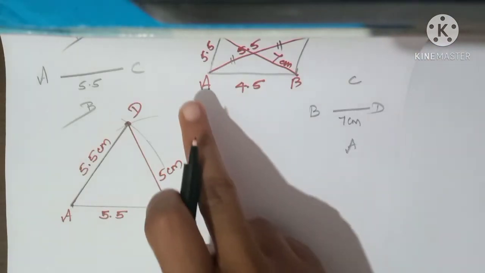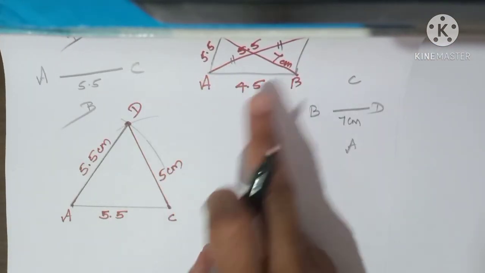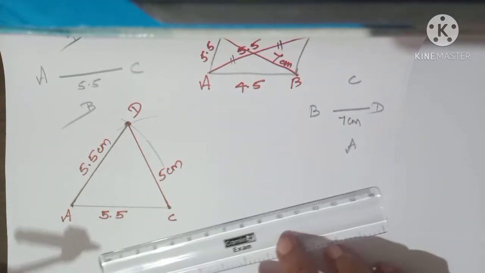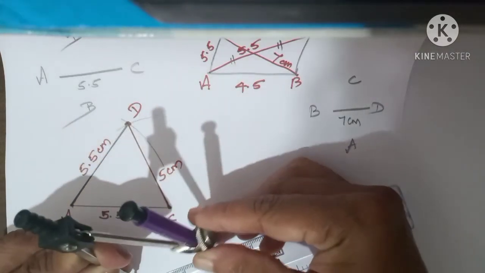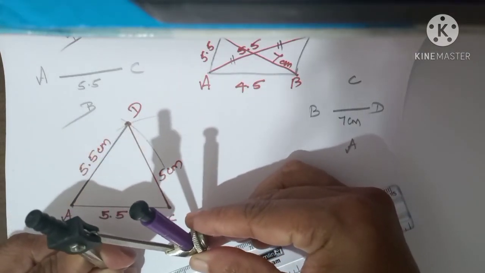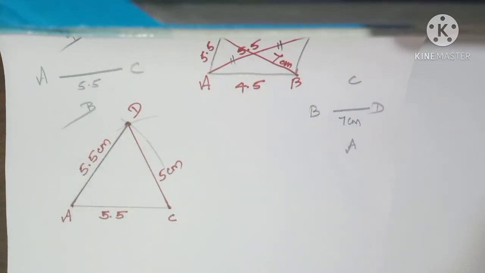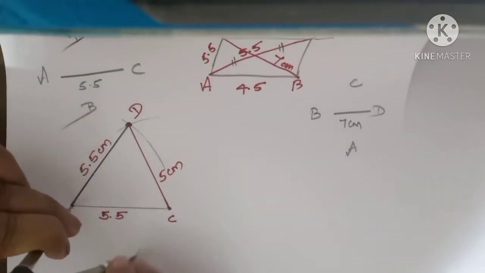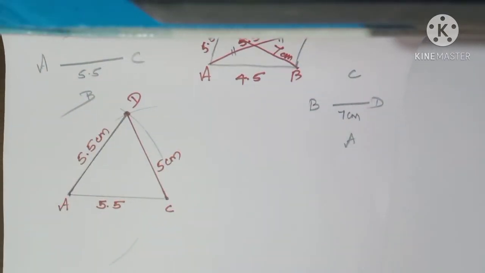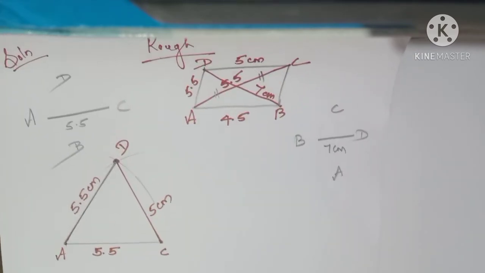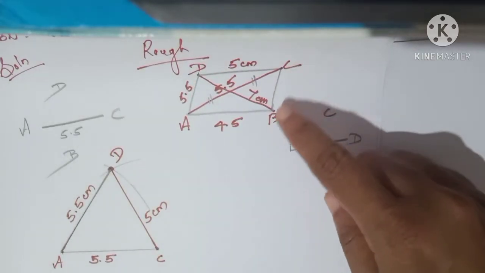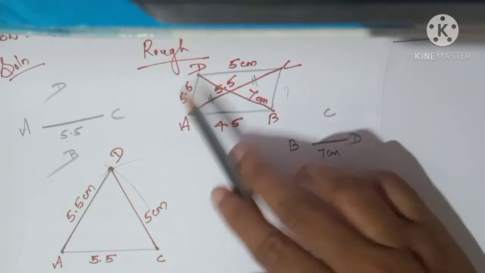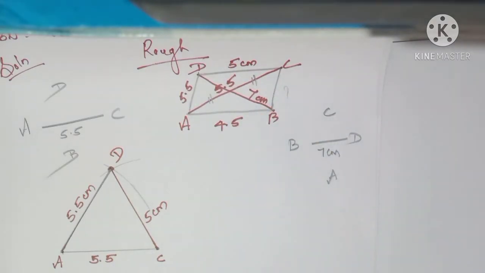So here AB, what is the measurement of AB? 4.5 centimeter. So again, with the help of the scale and compass, you are going to measure 4.5 centimeter. Then keep the compass at the point A and cut an arc. But look at here, children. CB, no measurements, because 3 sides and 2 diagonals are given, right?